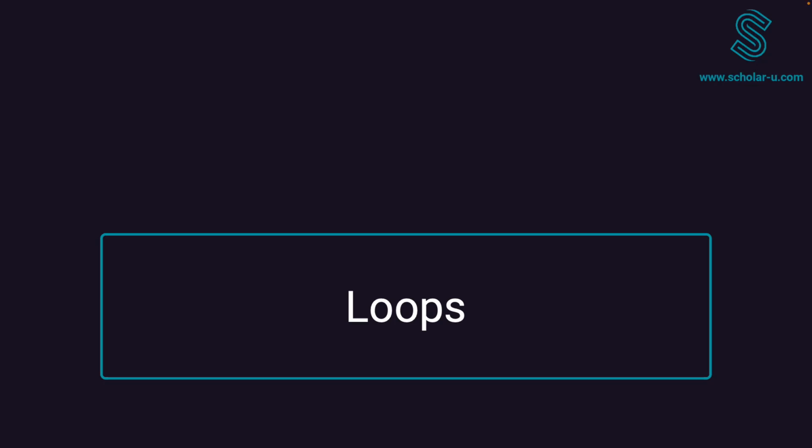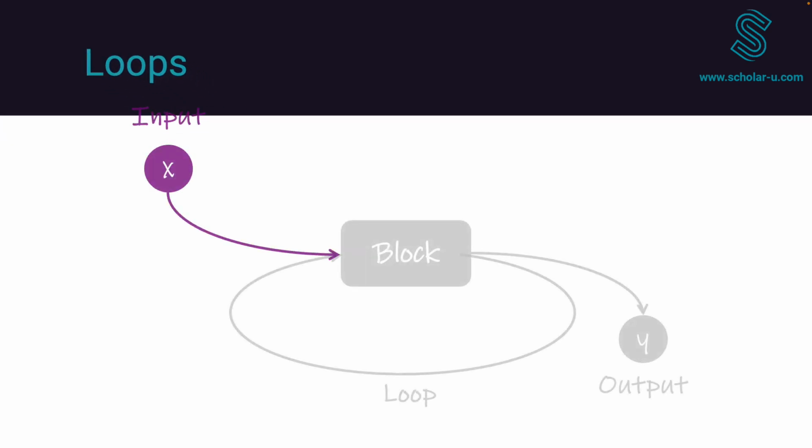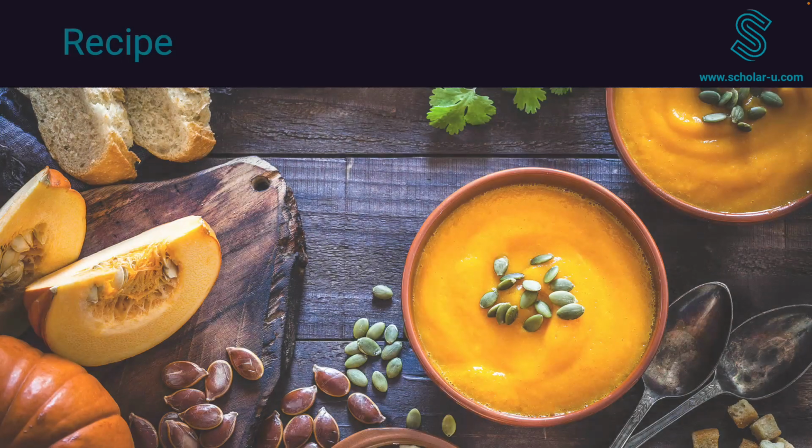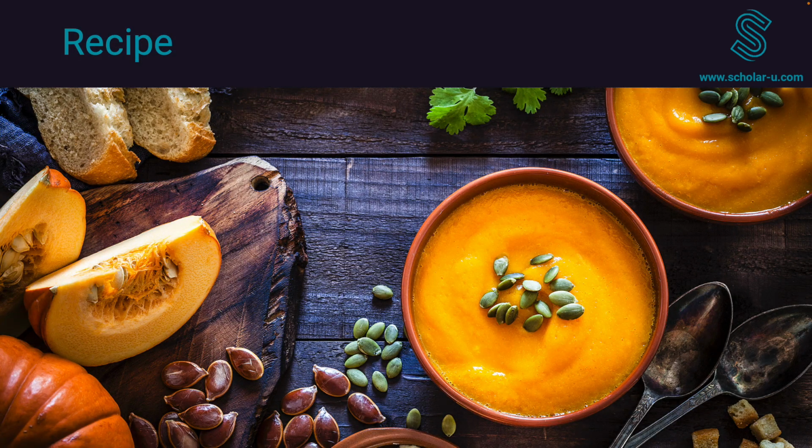Loops are a fundamental part of programming that automate repetitive tasks. They allow you to execute a block of code repeatedly based on a condition or over a sequence of items. In this image, an input goes into a block of code. The output of the block is fed back into the block one or more times, and eventually it produces a final output. Let's look at a real-world example, making pumpkin soup.